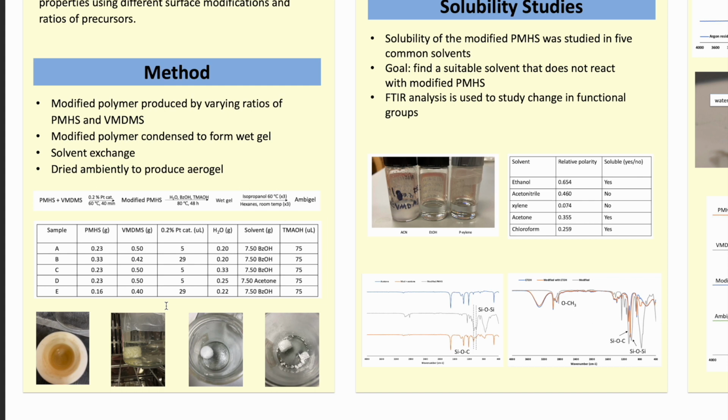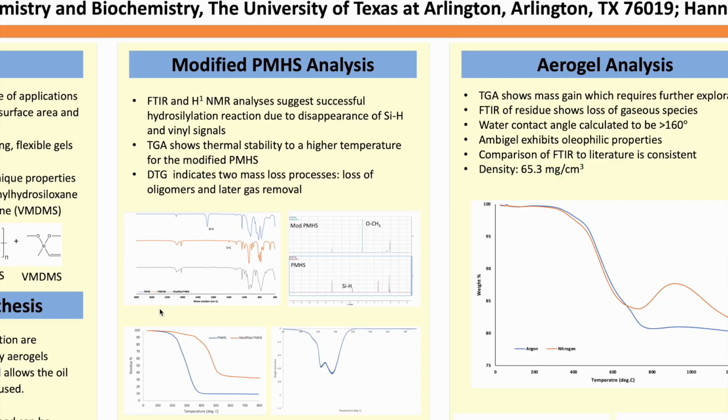The gel is then condensed with water, benzyl alcohol is added for surface modification, and it is washed and ambiently dried to produce the ambigel. Analysis of the modified PMHS from the first step shows a successful hydrosilylation reaction in the FTIR and proton NMR from the disappearance of the SiH and vinyl groups shown here. The SiH bond in the PMHS is no longer seen in the modified PMHS, and in the NMR, this SiH bond is no longer seen in the modified PMHS.